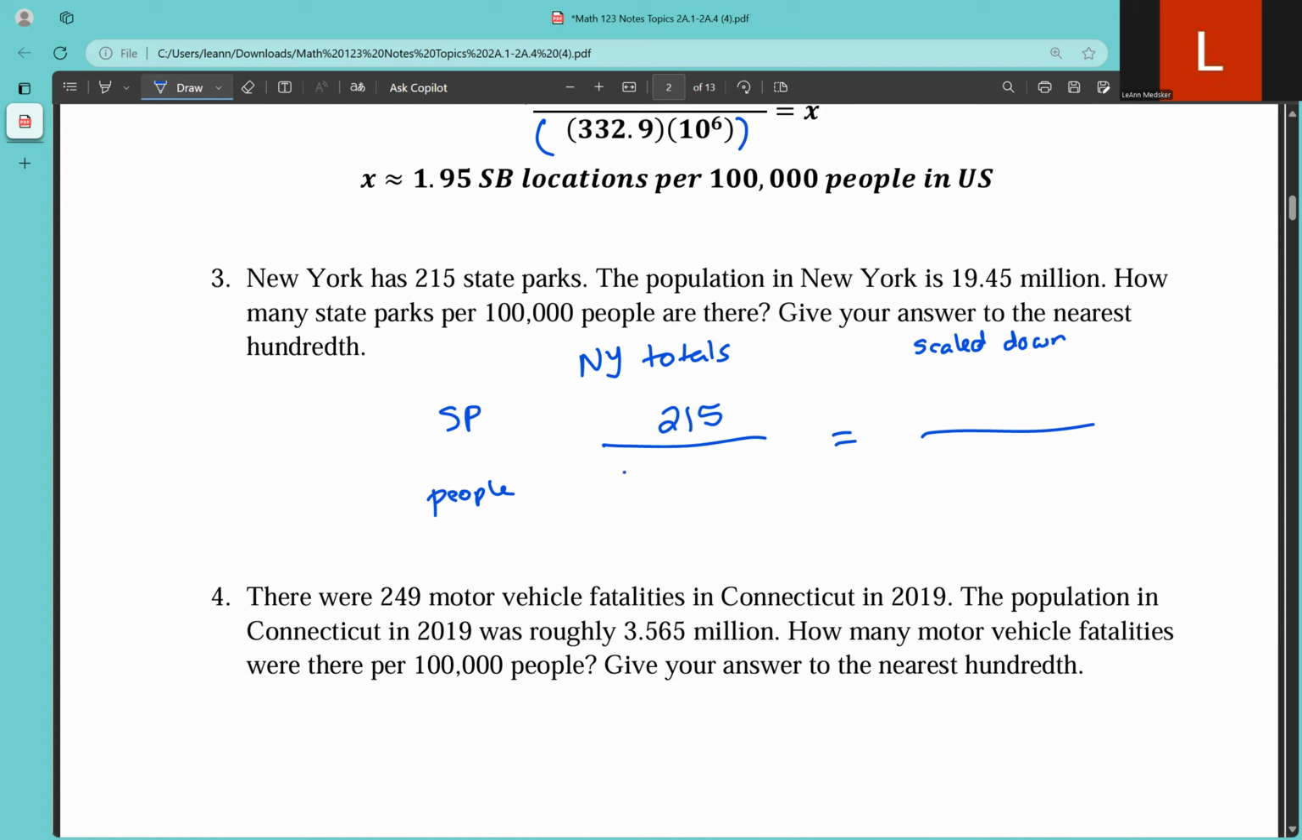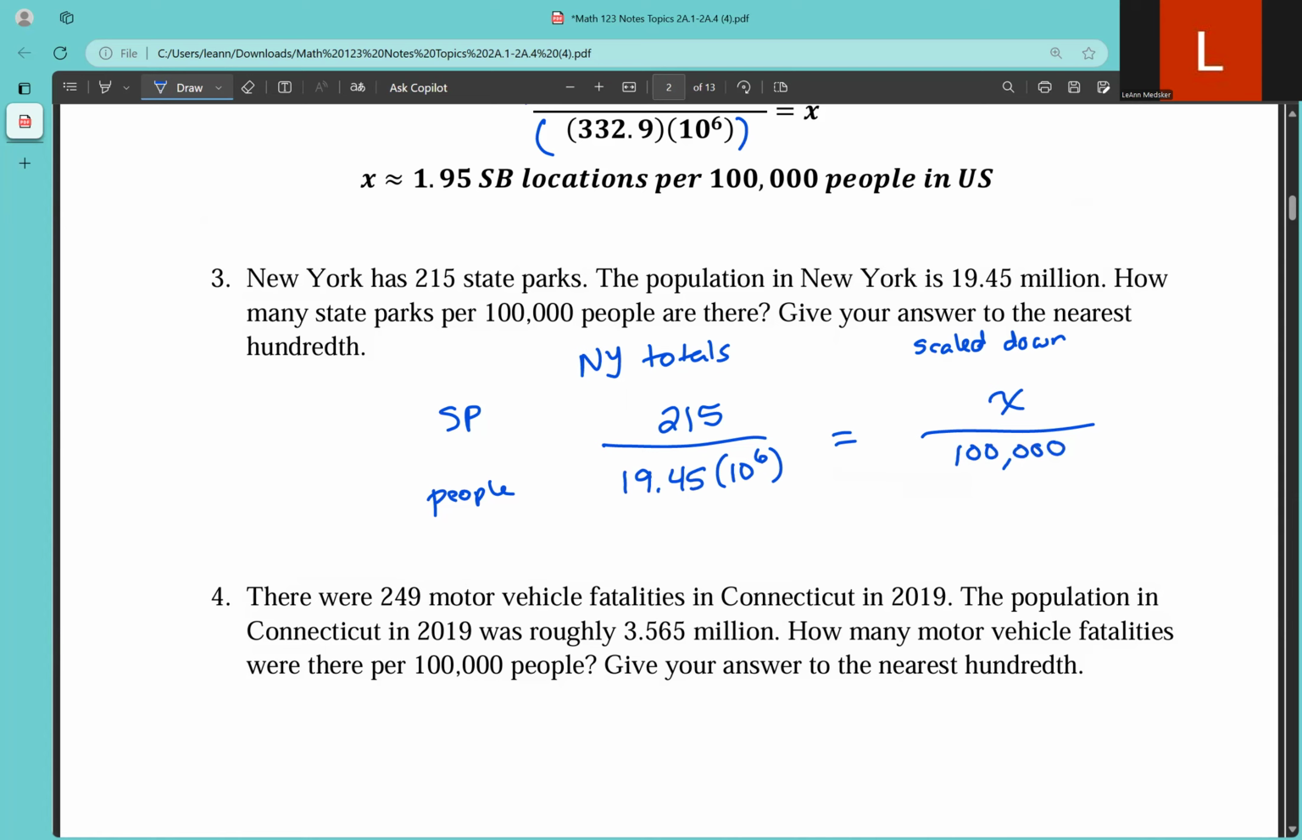And then there is 19.45. And then again, I like to use the 10 to the 6 for the word million because you do need to include that. This is not just 19.45 people. And then we're going to be solving for how many state parks are there if we had 100,000 people.